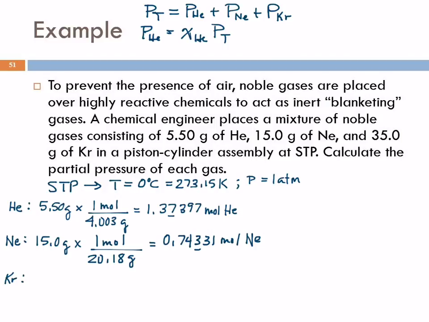And then I've got krypton. It always makes me think of Superman. 35.0 grams. And 1 mole of krypton is 83.80. So 35 divided by 83.8 is 0.41766 moles of krypton.